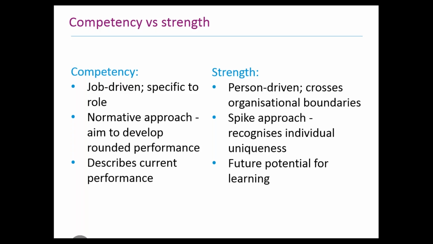The competency approach, as it's been introduced over the past 20, 30 years, is more normative. The aim is to develop rounded performance, to bring people up to a minimum standard and a minimum level, whereas the strength approach is more of a spike style, which recognizes that everybody is unique, the individual in the process. Who is this person going to be in the role? How are they going to perform, and how are they going to perform differently from others? And finally, the competency approach tends to describe current performance, whereas the strength approach describes more future potential for learning, which is why having both we found is extremely helpful, because you do need both.